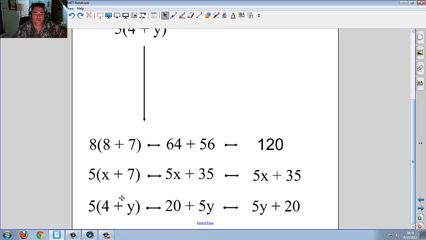5 times 4 is 20, 5 times y is 5y. The only difference here is I put the one with the y in front. You want a variable in front if you can.